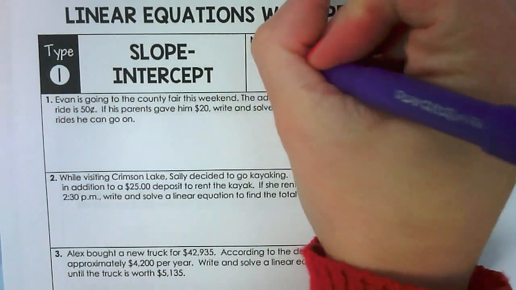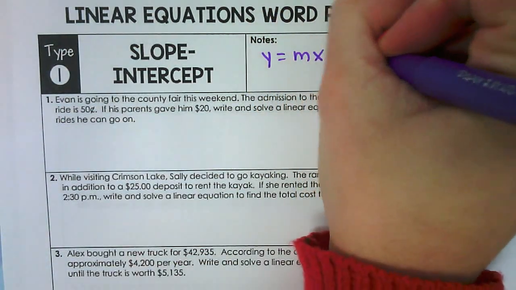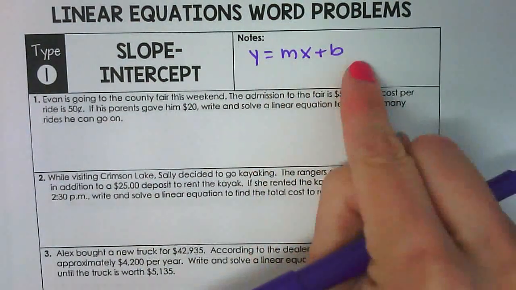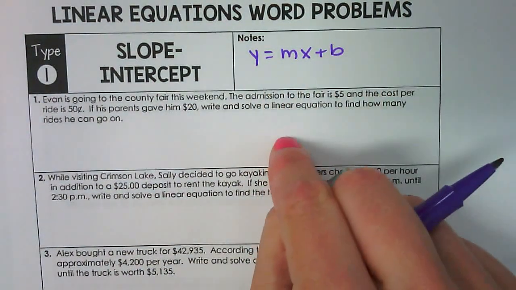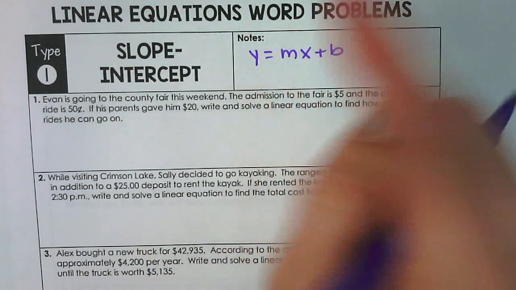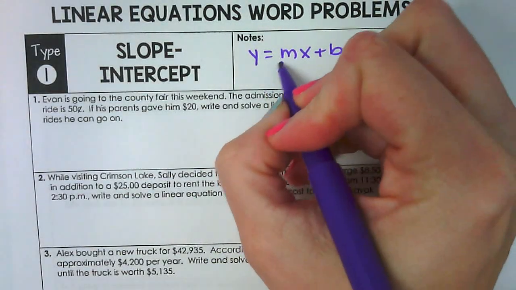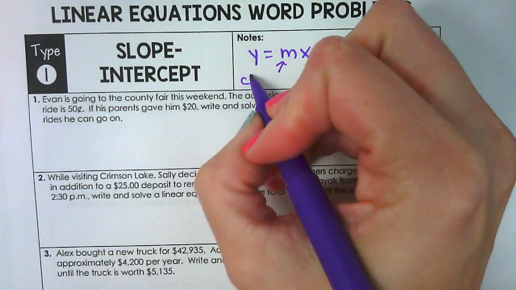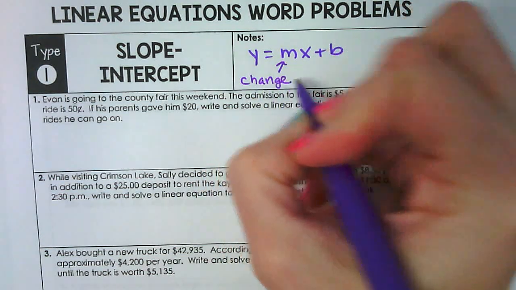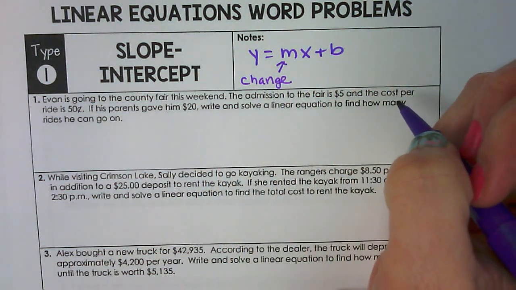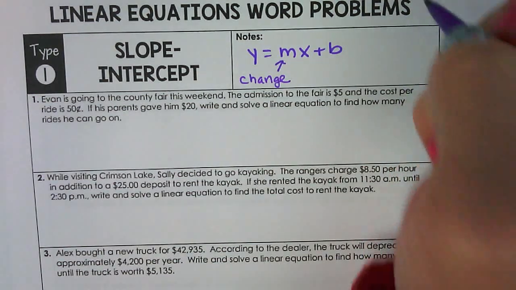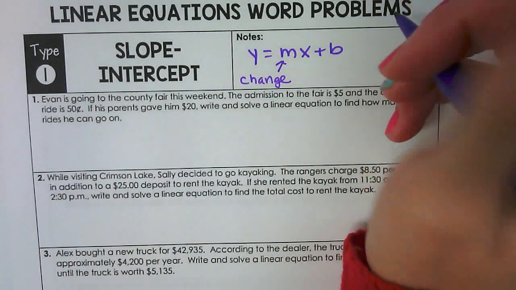Okay, when we talk about word problems in slope-intercept form, we want to think about what the M and the B mean in relation to word problems. M is for slope normally, but the problem's not going to tell you what the slope is. The clues to look for are what the amount is changing by. So for slope we want to think about change.